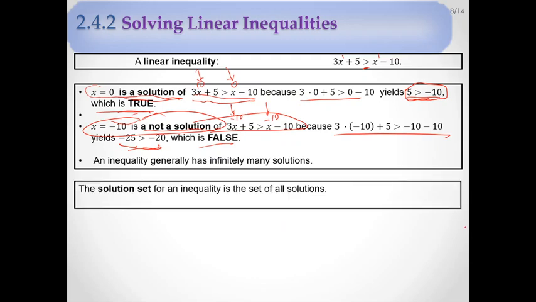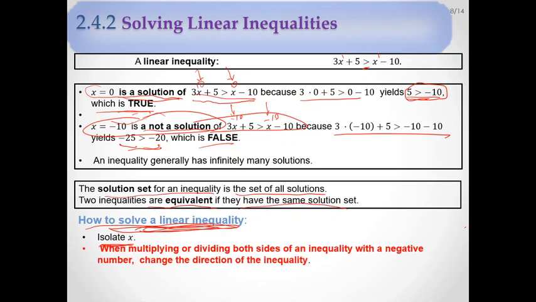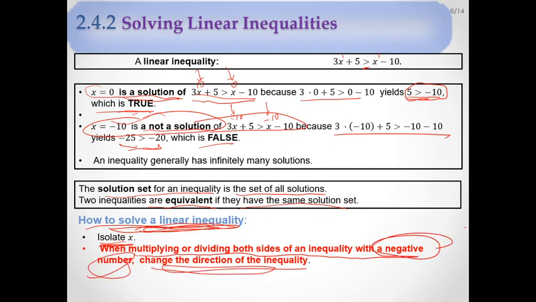The solution set for an inequality is the set of all solutions. And two inequalities are equivalent if they have the same solution set. How to solve a linear inequality? The main method is, the first thing is you have to isolate x. This is the main thing. But we have to be careful about this issue here. When isolating it, if you have to multiply or divide both sides by a negative number, you have to change the direction of the inequality.